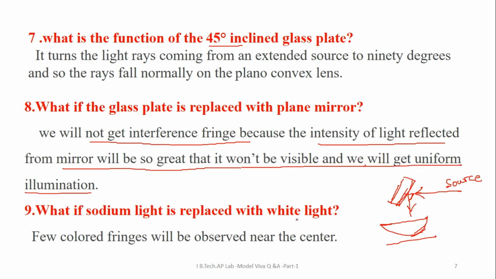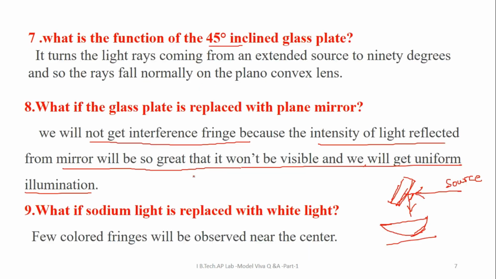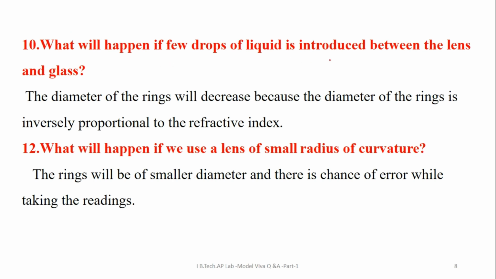What if sodium light is replaced with white light? Whenever we use a monochromatic source, we get fringes of yellow color, bright and dark. But if we use white light, a few colored rings will be observed near the center. Then what will happen if a few drops of liquid are introduced between the lens and glass?